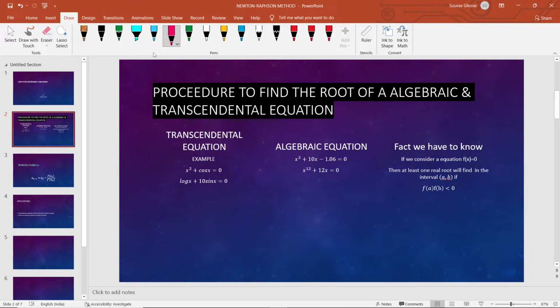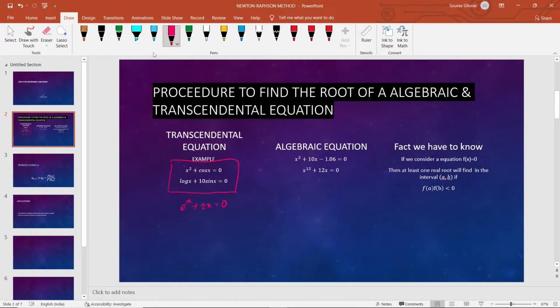Actually, a transcendental equation looks like this: x square plus cos x is equal to 0, log x plus 10 sin x is equal to 0, or e to the power x plus 2x is equal to 0, and so on. That means it contains terms like e to the power x, tan x, the trigonometric functions, the log functions, and so on. We cannot find the root of this equation by any usual analytic method.